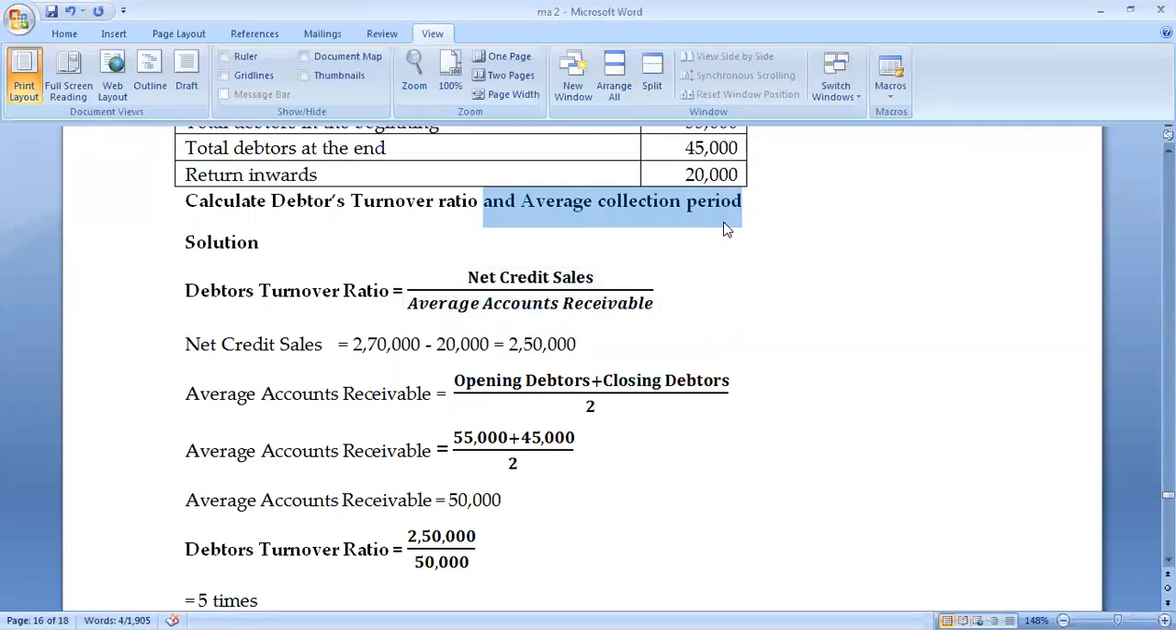Average collection period is nothing but the average period which will be granted to customers. As it is debtors, it deals with the customers' information. Whenever it is creditors, it deals with the suppliers' information. So it indicates the average period which will be granted to the customers by the company, that is, in how many days or how many months the collection can be made out of the sales made.